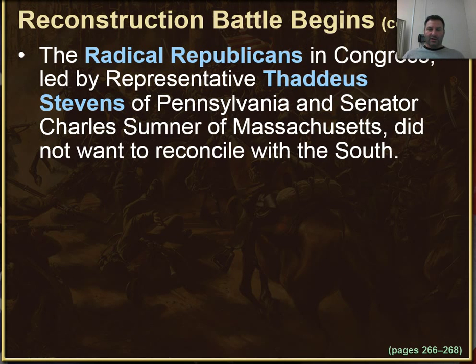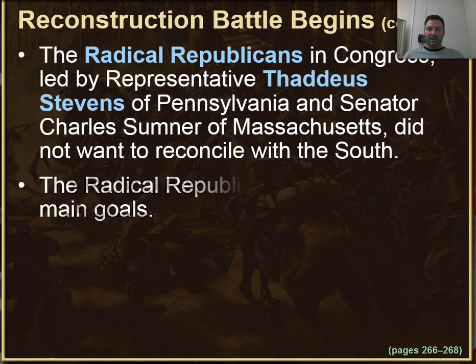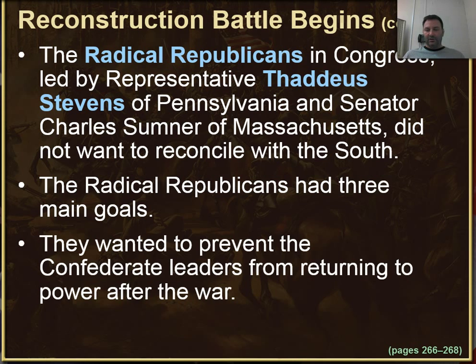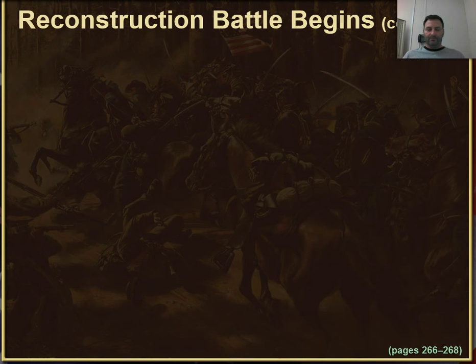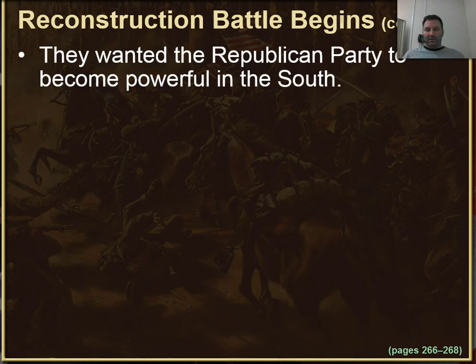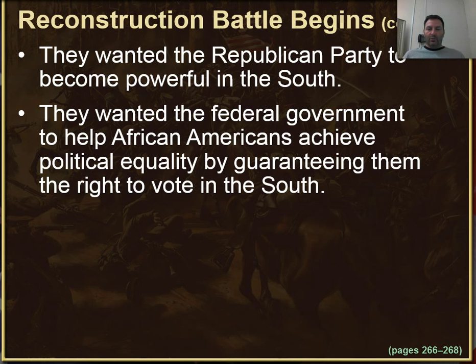Radical Republicans in Congress, led by Representative Thaddeus Stevens of Pennsylvania and Senator Charles Sumner of Massachusetts, did not want to reconcile with the South. They had three main goals. They wanted to prevent the Confederate leaders from returning to power after the war. They wanted the Republican Party to become powerful in the South. And they wanted the federal government to help African Americans achieve political equality by guaranteeing them the right to vote in the South.